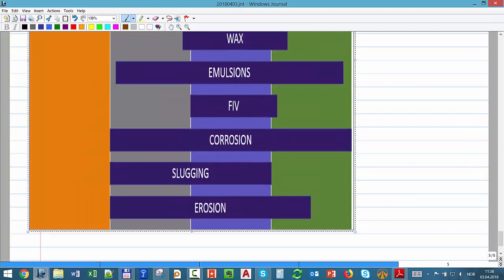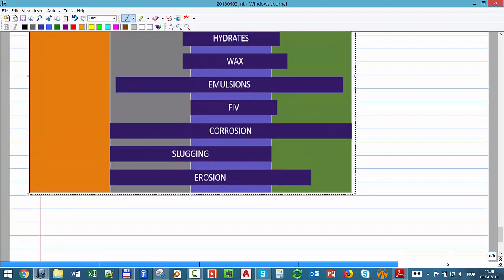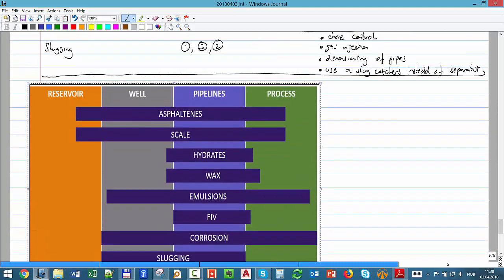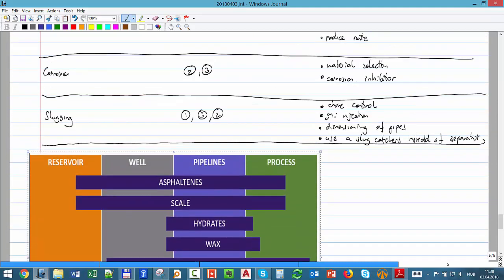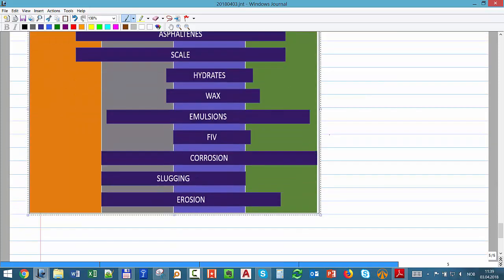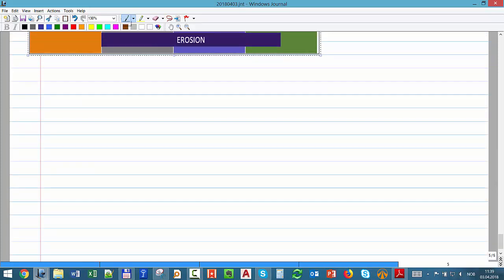Now, how do all of these flow assurance issues that we have, how do they affect my field development process? We have somehow said here, but I want to make it a bit more structured. Okay, so let's put here flow assurance considerations during field development.